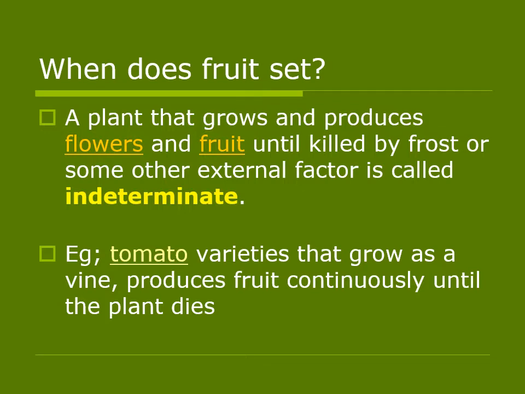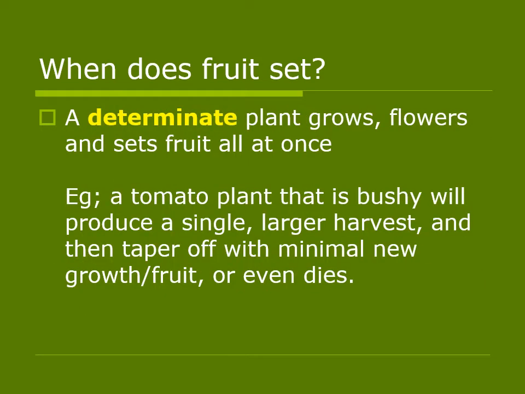So a plant that grows and produces flowers until it's killed is indeterminate. And determinate would be one that produces a single flush.